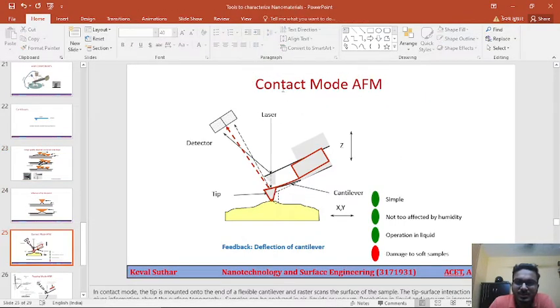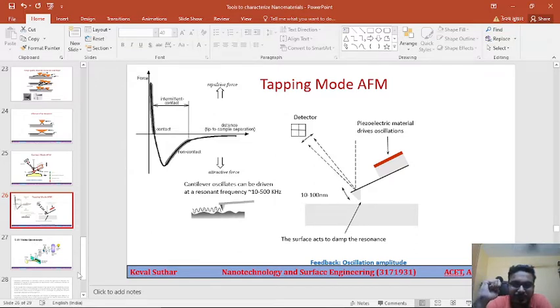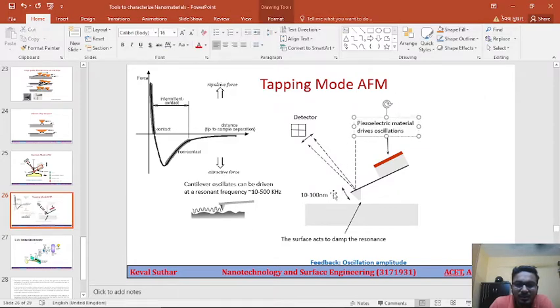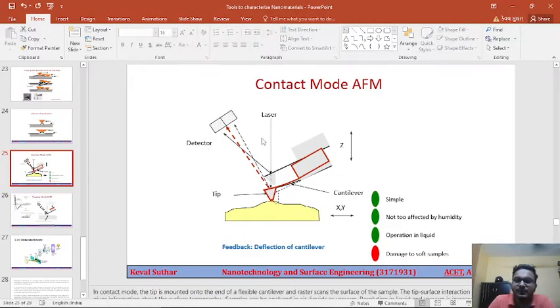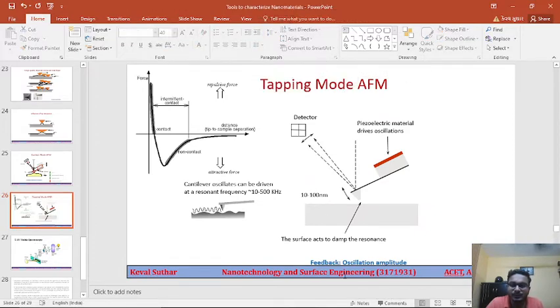Then we have contact mode AFM, in which there is direct contact of the tip with the specimen, and the laser is incident and the detector receives the signal through the refraction. Here is the tapping mode AFM. In this case, we continuously tap the cantilever tip on the specimen through a piezoelectric material. In contact mode AFM, the feedback is the deflection of the cantilever, and in tapping mode, the feedback is the oscillation amplitude.